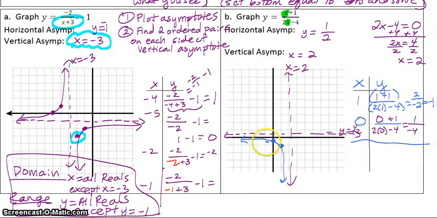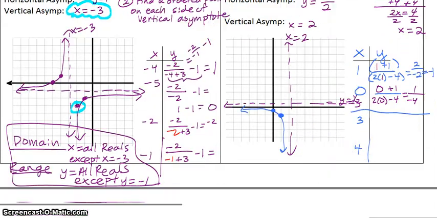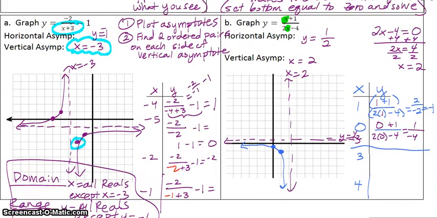Alright, I found my 2 points to the left of the vertical asymptote. Now I need to find 2 points to the right of the vertical asymptote. Let's use x is 3 and x is 4. If you got the hang of this, you can fast forward a little bit, but I'm just going to, again, plug in the x value and solve it. So now 3 plus 1 over 2 times 3 minus 4, and here 4 plus 1 over 2 times 4 minus 4.